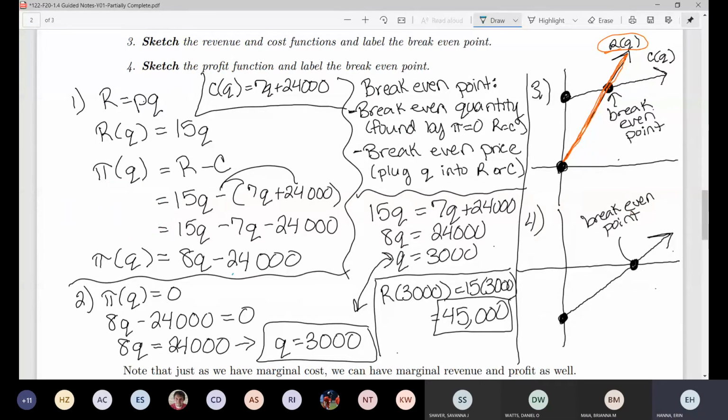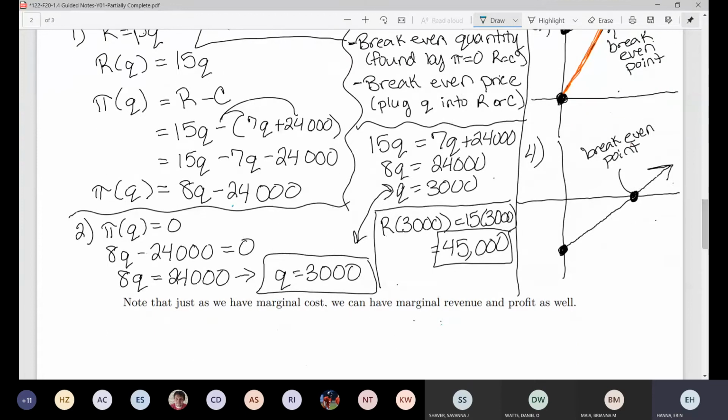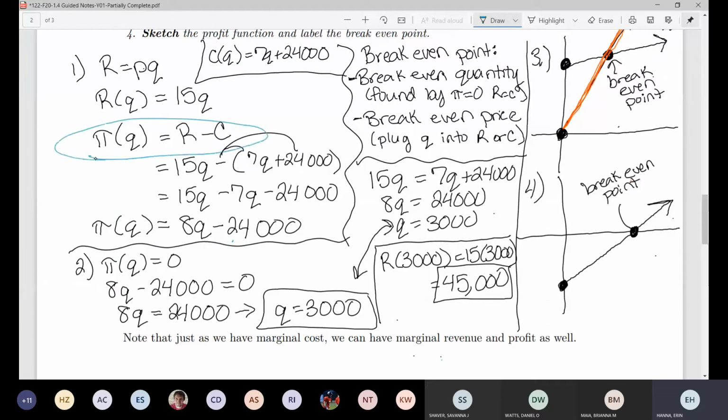How do you know what they look like on the graph? Okay, so the main thing, since I'm just sketching, so I'm not trying to make it super perfect, I'm looking at 2 things: the y-intercept and the slope. So say for my profit function, because that's the other question as well. My profit function came from part 1. We found our profit function by doing revenue minus cost. The profit function we found was 8Q minus 24,000.